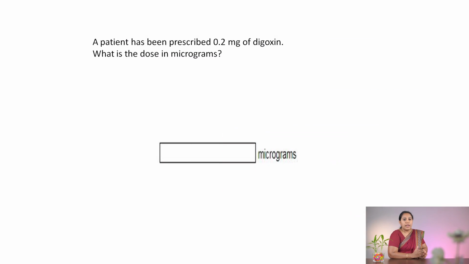In this question they have mentioned a patient is prescribed digoxin, and they are giving 0.2 mg of digoxin. So you will have to convert this into micrograms. Again it is important that you know the conversions. The conversion from gram to milligram, milligram to microgram, you should be really thorough with the conversions.